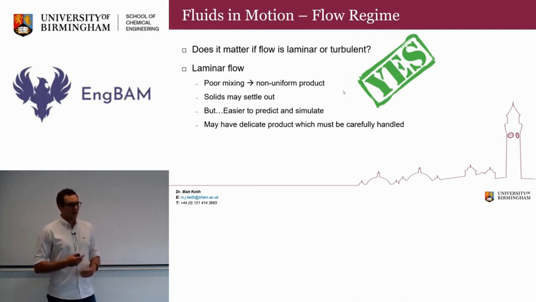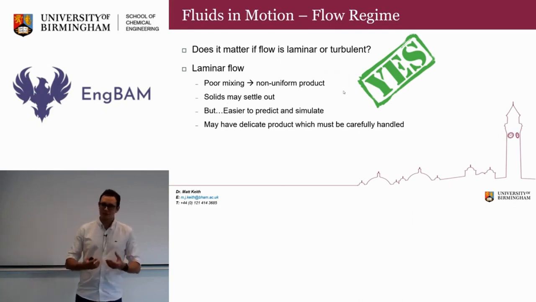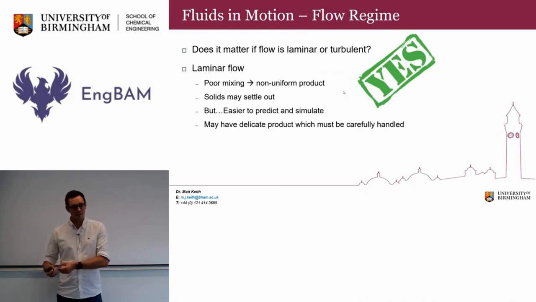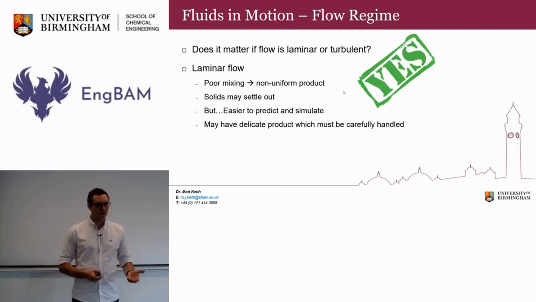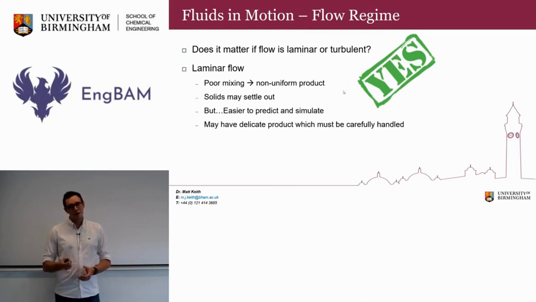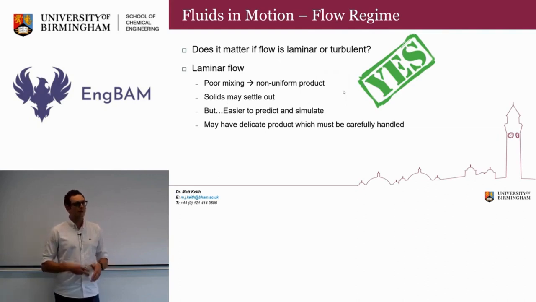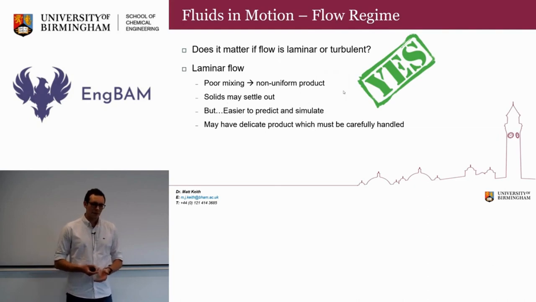It also means if we have what's called multi-phase flow, so for example, solids being transported in a liquid, those solids might settle out in laminar flow. And again, that's not good either, because it means we might have blocked pipes, and again, a very non-uniform product. However, under laminar flow, things like the pressure loss and the amount of heat being transferred in the pipe are a bit easier to predict.